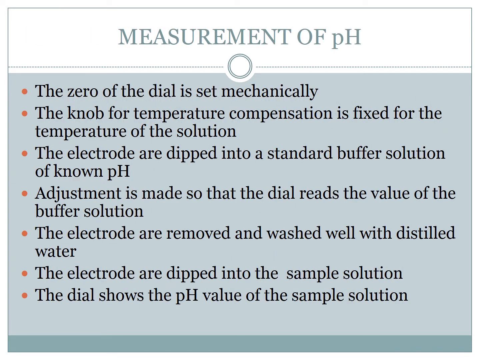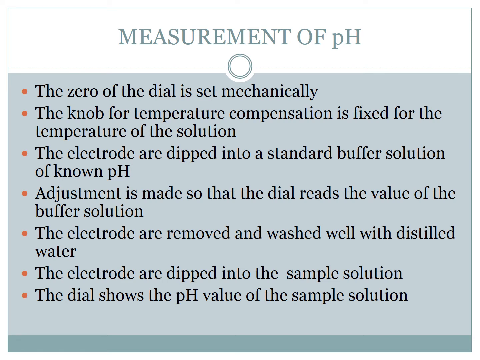The zero of the dial is set mechanically. The knob for the temperature compensation is fixed for the temperature of the solution. Electrodes are dipped into a standard buffer solution of known pH. Adjustment is made so that the dial reads the value of the buffer solution. Electrodes are removed and washed well with distilled water. Electrodes are dipped into the sample solution and the dial shows the pH of the sample. This is all about how we perform that experiment.